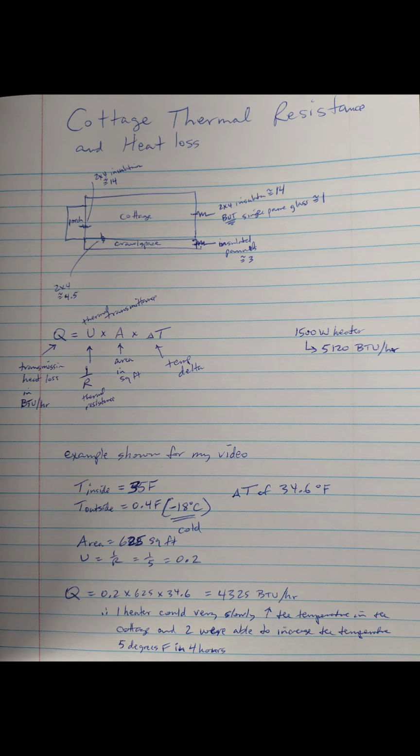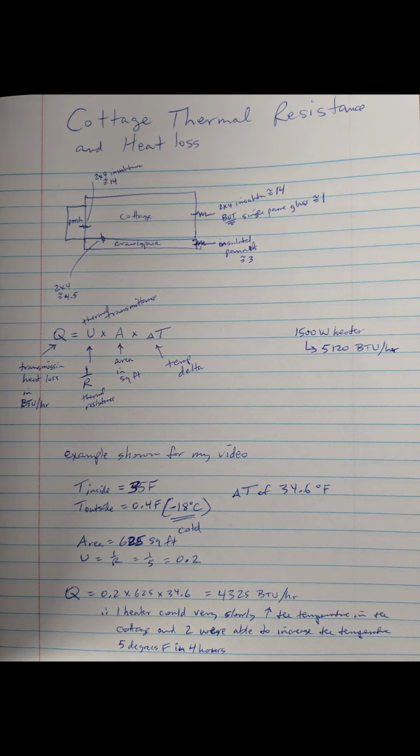Now, here's an example, and this is based on the screenshot I showed earlier. In that example, you can see we had an inside temperature of 35 and an outside temperature of 0.4. That's minus 18 Celsius. Very cold. The area is 625 square feet, and we're just going to use a U of 1 over R, 1 over 5, of 0.2. Yeah, so now we can calculate the transmission heat loss, and that ends up being 4,325 BTUs per hour.